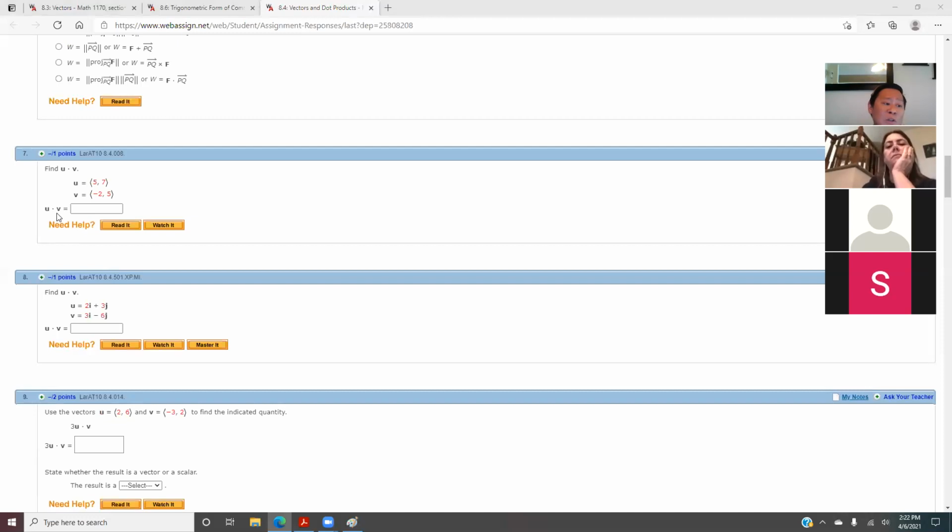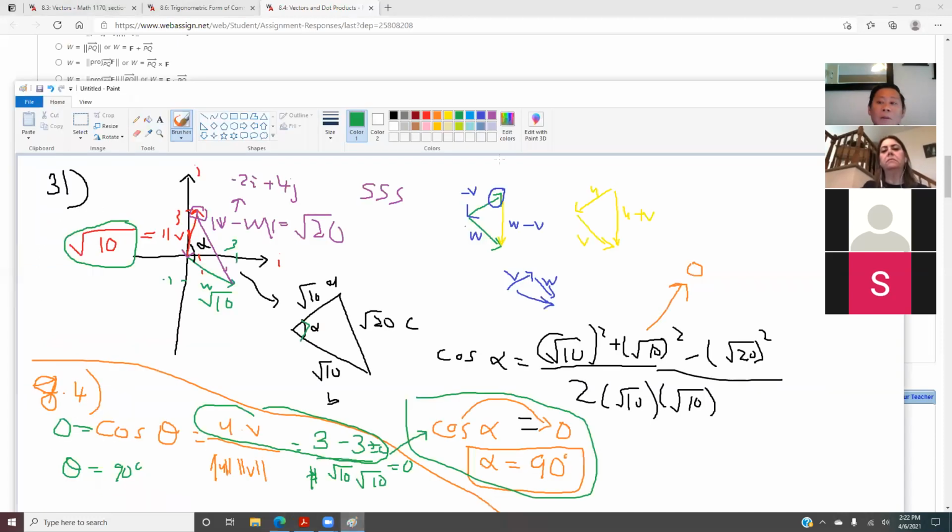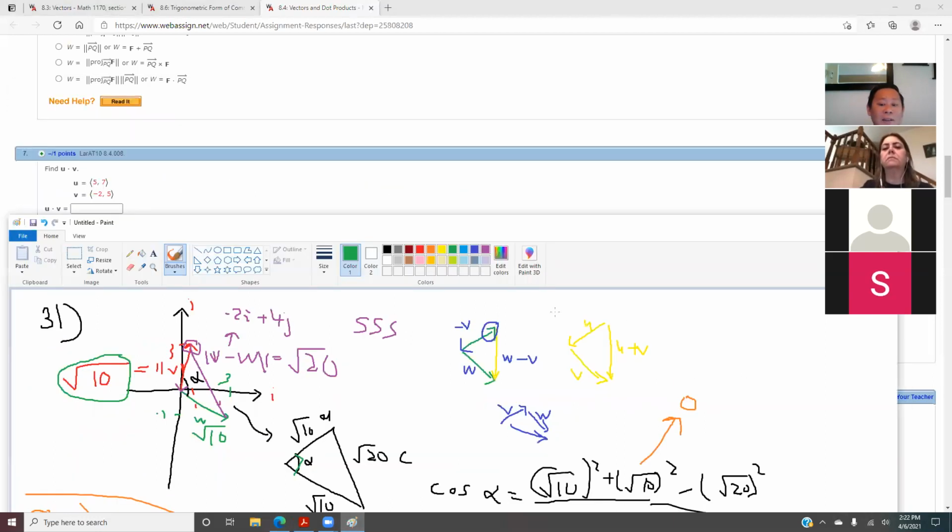This question wants you to find the dot product of this. So what you do is you just take the first component, multiply it, and add it with the second component, multiply. The first component, when you multiply 5 and negative 2, you get negative 10. And then multiply the second component, 7 and 5 is 35.